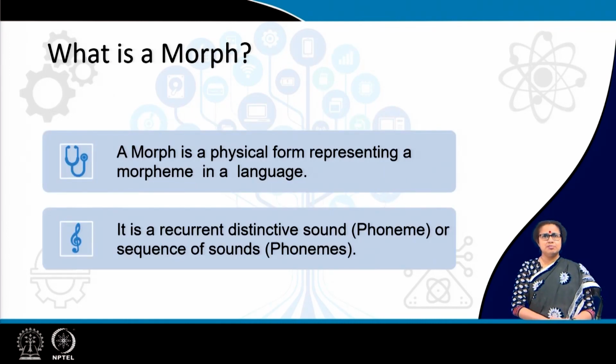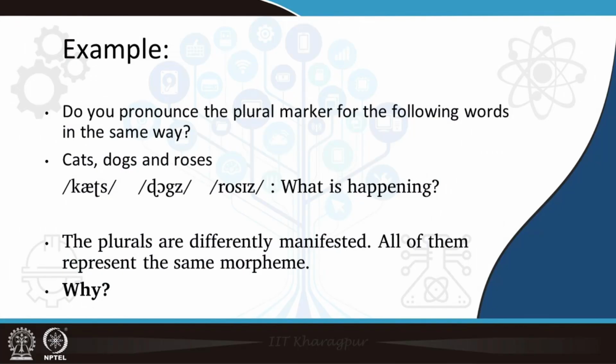So, what is a morph? How will you define them? You can say that a morph is a physical form representing a morpheme in a language, and it is a recurrent distinctive sound or sequence of sounds. So, it can be one sound or a combination of several sequences of sounds, but this is a physical form that we have to remember.